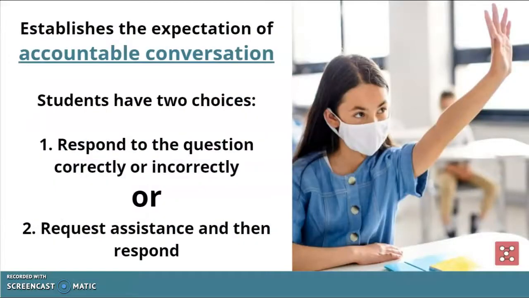Just put yourself in the student's shoes, and they're thinking, I'm gonna be embarrassed, I don't know the answer, please call on somebody else, don't ever call on me. Why? Because we have not set an expectation of what to do when students don't know the answer. So this is what we as educators help students to do when they don't know the answer. We set an expectation of accountable conversation.